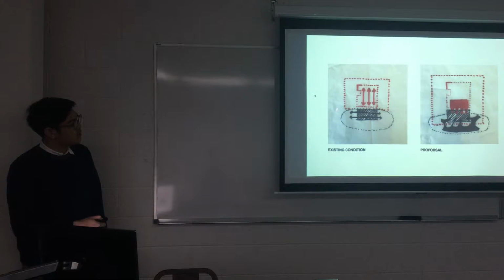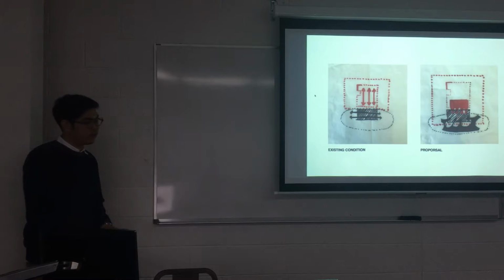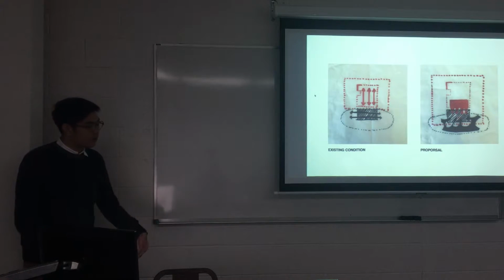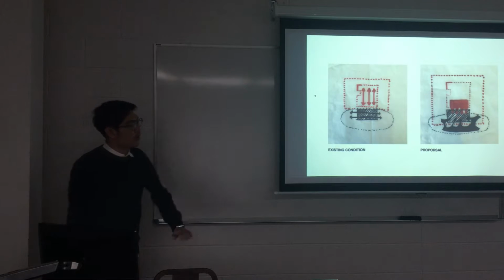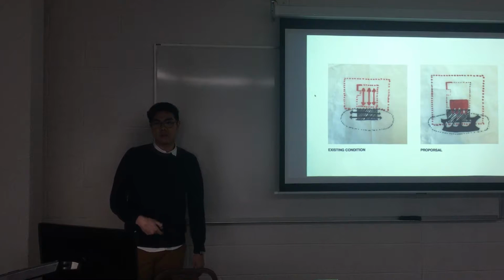My idea is that the existing condition is that the red one is the building and the black one is a public plaza. Now they are separate, without any connection or visual interaction between the two separate groups of people. So my idea is to integrate both of them into the plaza to have some kind of interaction, which will eventually address the social disparity on the site.